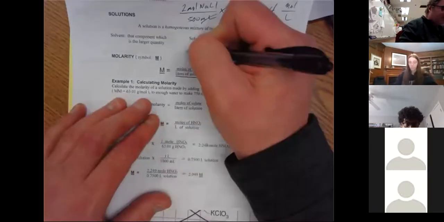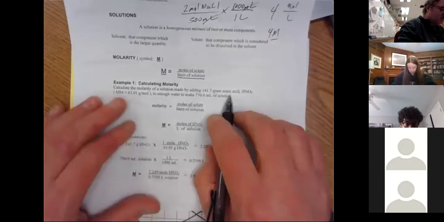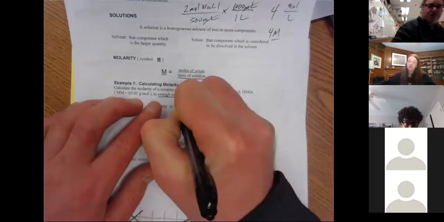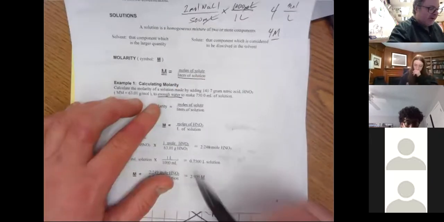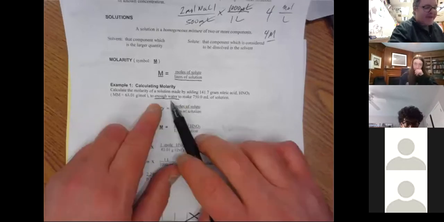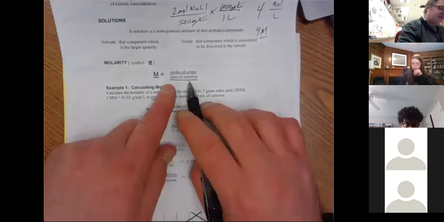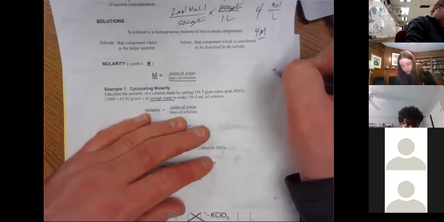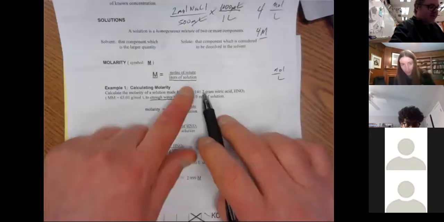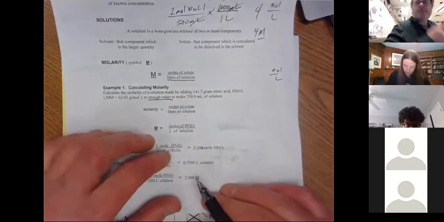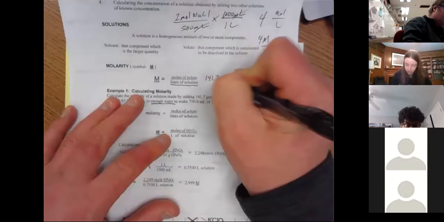We have 141.7 grams of nitric acid, and we add enough water. See, this is how you use sneaky language to make sure that you understand that we're not adding it to 750 milliliters of solution. We add enough water to make that much solution. So that is the liters of solution. We want moles per liter. So out of these two, which one can get me moles? 141 or 750? 141. Why? Because it's in grams, you can convert that using the molar mass.